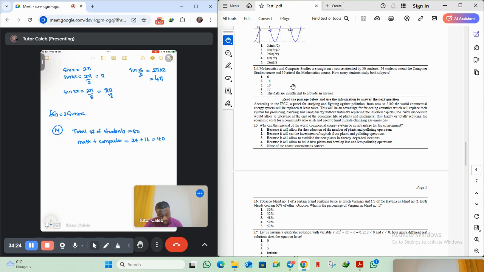Remember the formula: the total number of elements is equal to the number of elements of A plus the number of elements of B minus the number of elements in A intersection B. So that means that we have the number of elements of A union B, which is 30. We have 30 here equals 40 minus the number of elements in A intersection B, which is what we're asking for, math intersection computer. So A intersection B, which here is math intersection computer, will give us 40 minus 30, which is equal to 10.